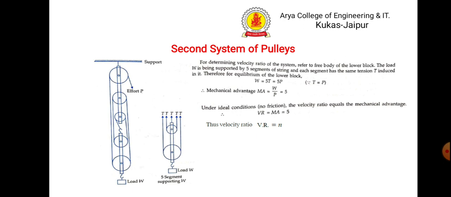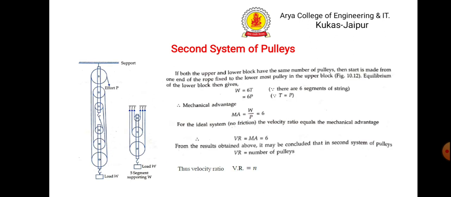So under ideal condition, no friction, velocity ratio will be equal to mechanical advantage, equal to 5. So in general, I can say the velocity ratio equals N. What is N? N is the total number of pulleys, that is a combination of upper and lower block.